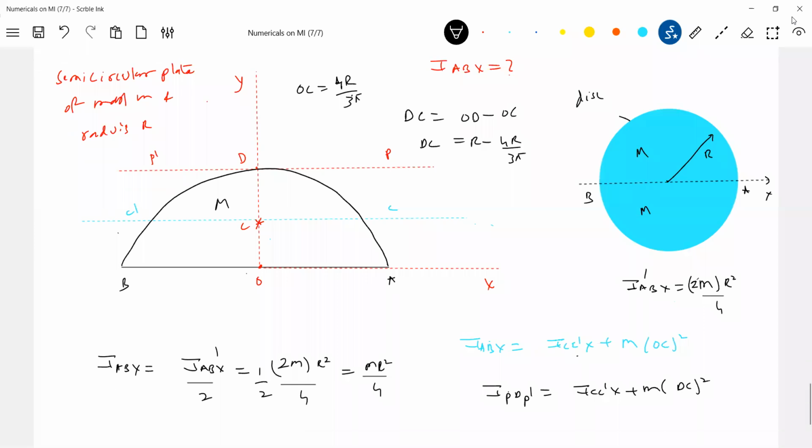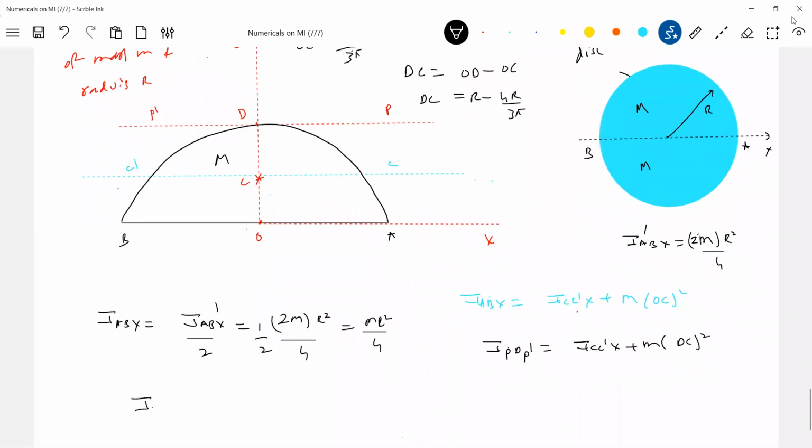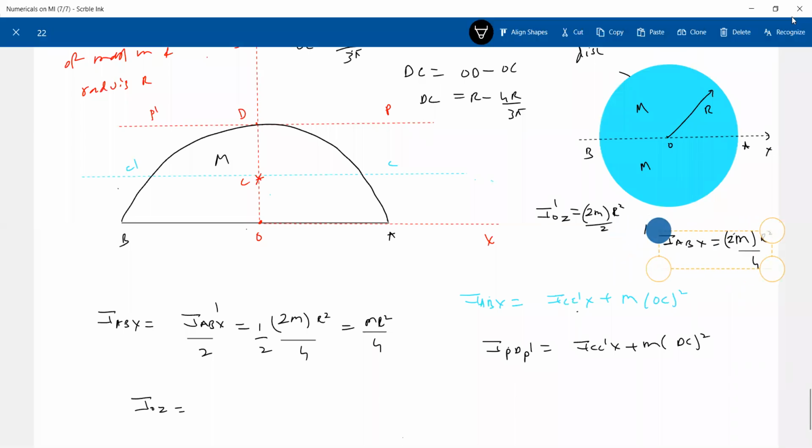MR square by 2, directly I am writing it. IOZ should be equal to how much? Now, come for this. What is IOZ dash? It should be equal to 2m R square by 2. What all you studied, you should recollect. That's all. Nothing else is there. So what all you know, that has to be applied here.